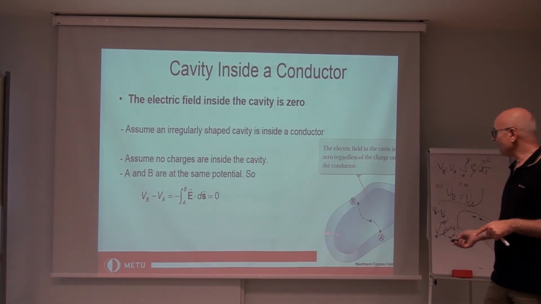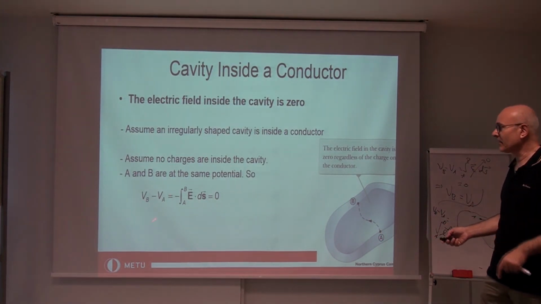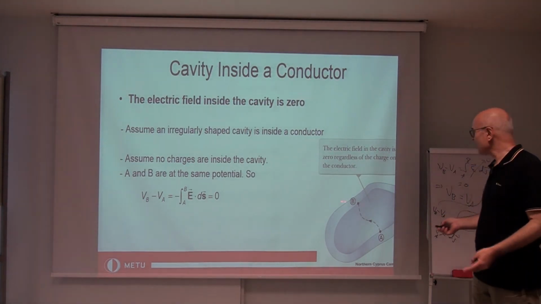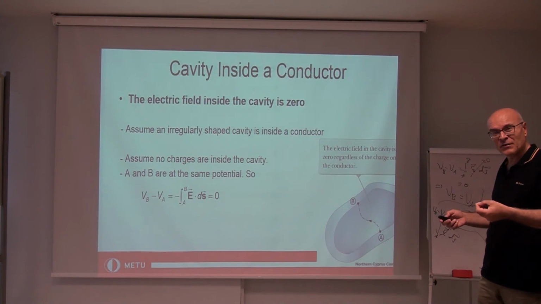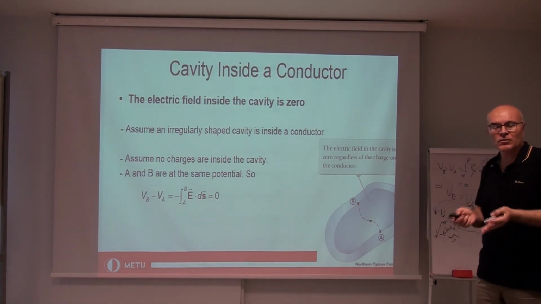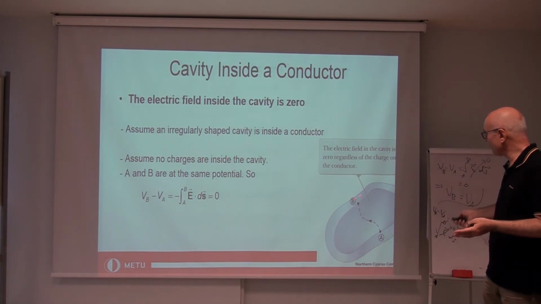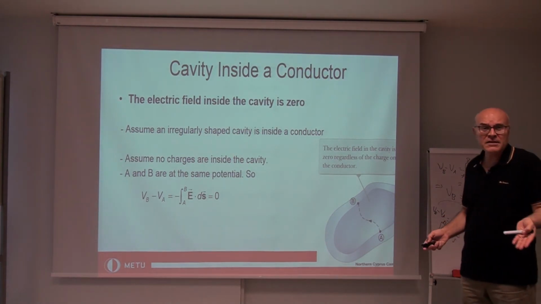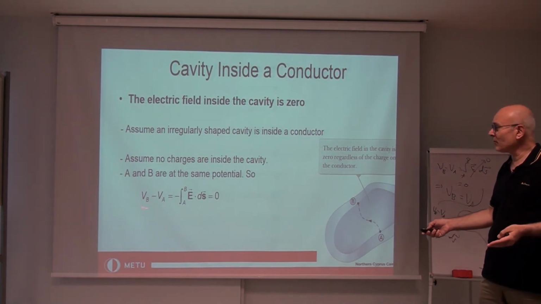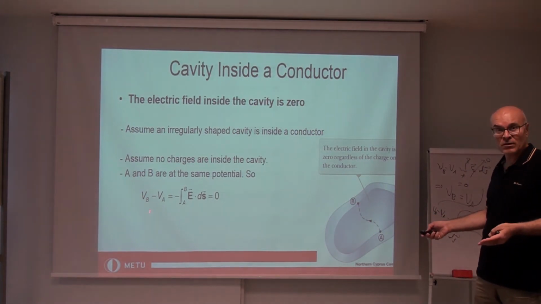Consider this integral. Find VA minus VB, which is equal to this integral. But I know what the answer is. VB minus VA is equal to 0, because A and B are within the material of the conductor, just at the surface of the cavity. Why? Because the whole conductor is at the same potential. So VA equals VB, and this is equal to 0. So this integral should be equal to 0.